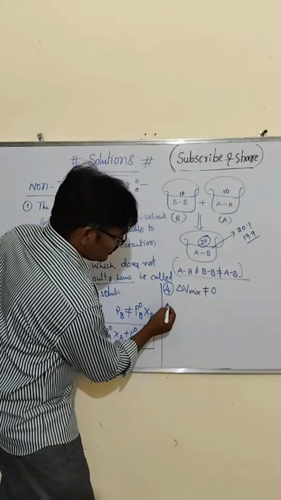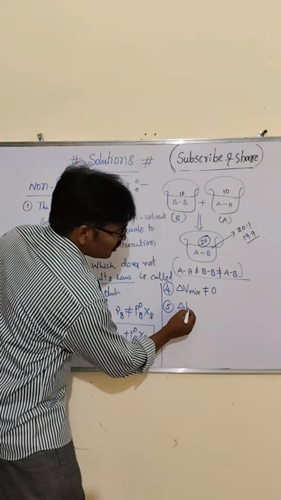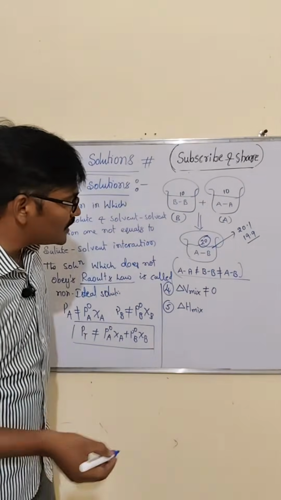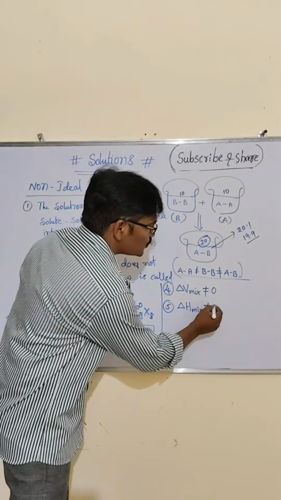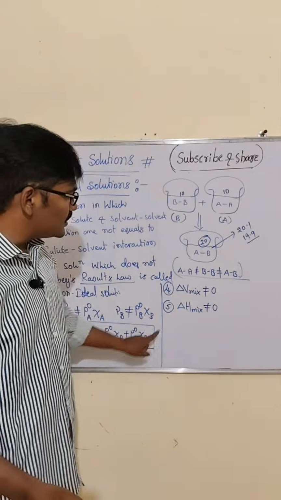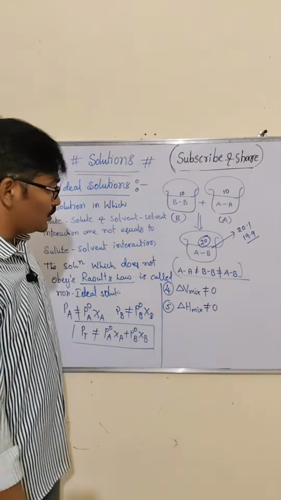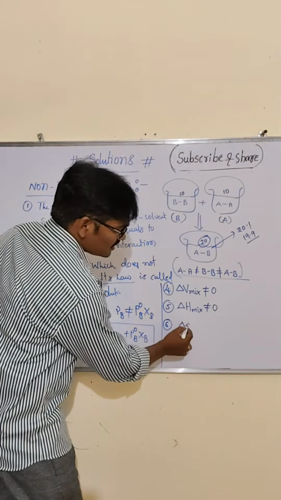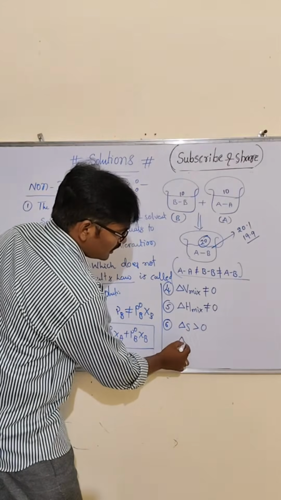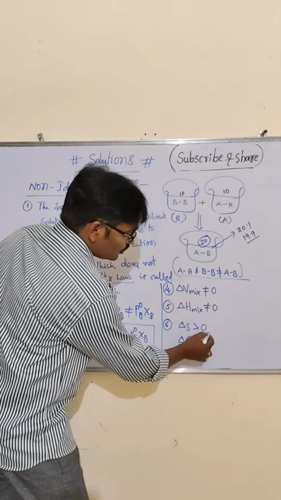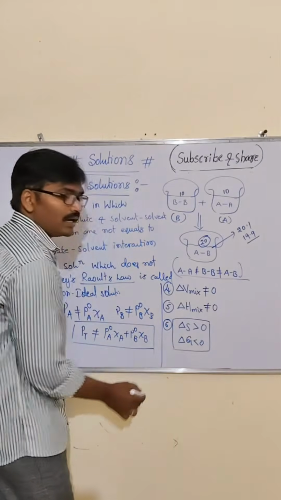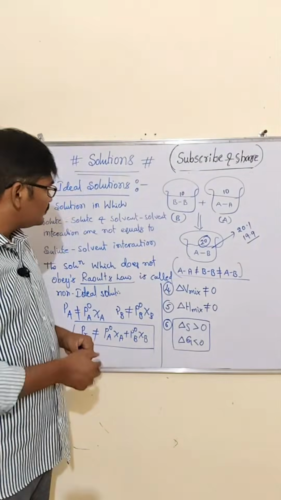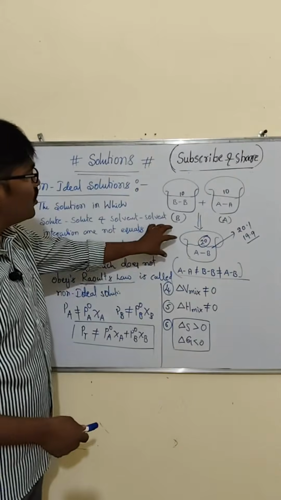Then mathematically one more, delta H upon mixing, the enthalpy change upon mixing, is not equal to 0. Enthalpy upon mixing is also not equal to 0. Then one more, the sixth statement: delta S is always greater than 0, delta G always less than 0. This won't change for ideal and non-ideal solutions. Clear, my dear students? So these are the important points for the non-ideal solutions.